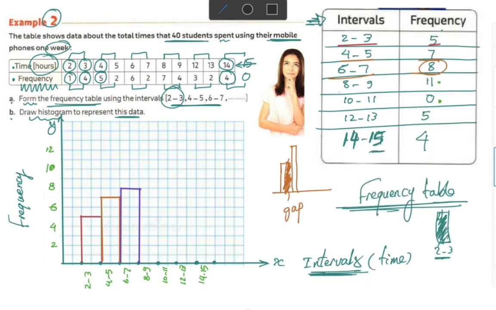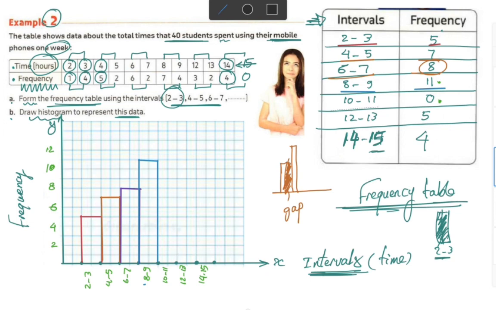From 8 to 9 we have 11 frequency. We have 11 between 10 and 12, like this. We have the first line and the second line. Now close your rectangle like this.